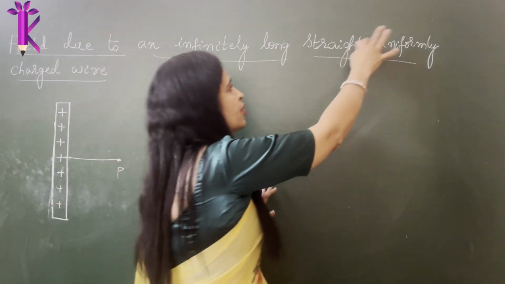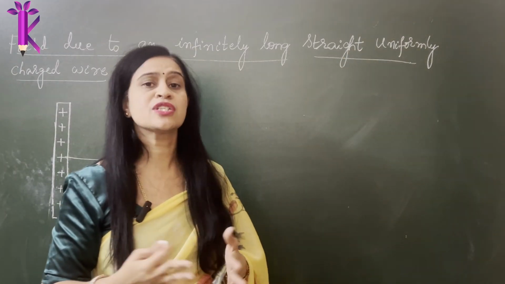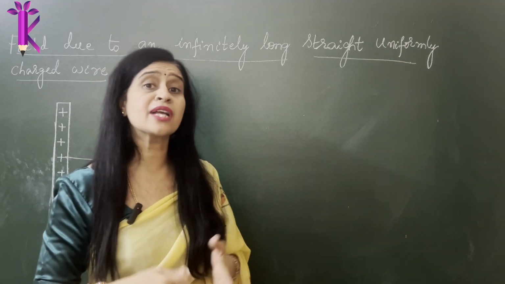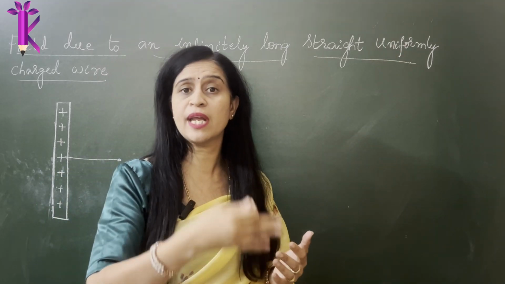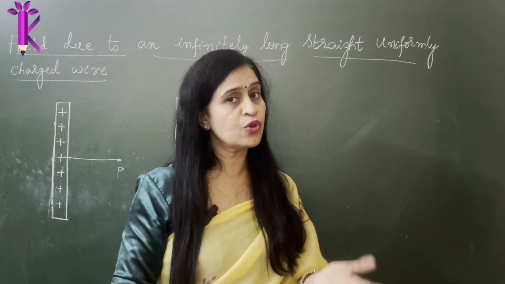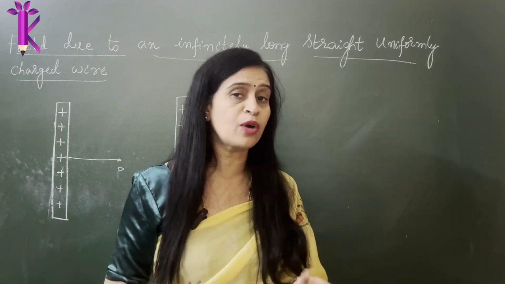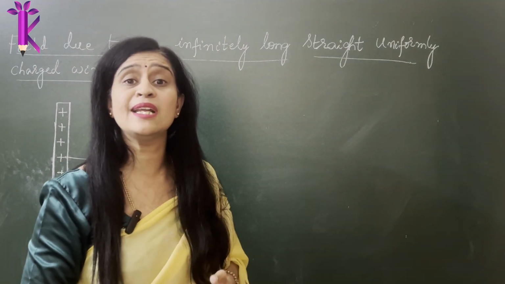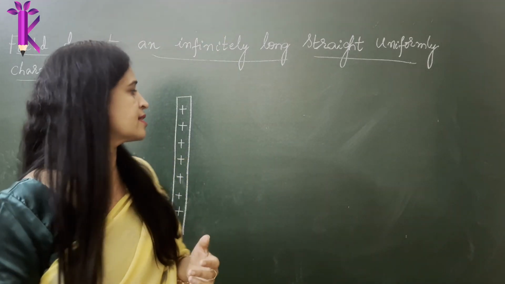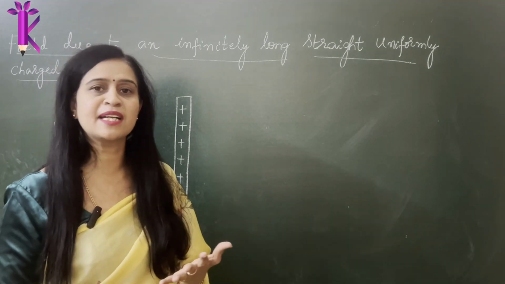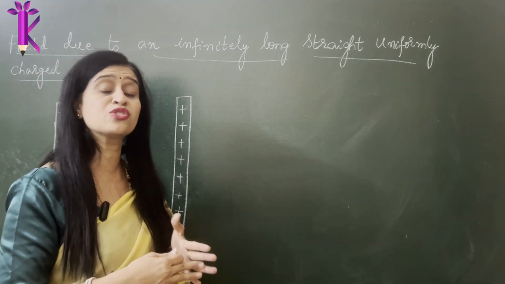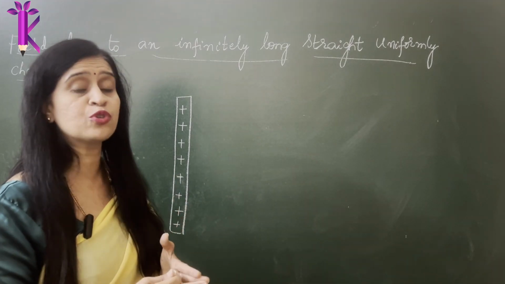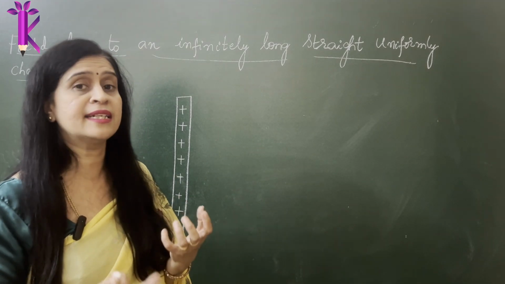In order to simplify the calculations, we are making an assumption of the wire being uniformly charged, so the electric field at every point at the same distance has the same value. We do not want to complicate the problems, and we are assuming the wire to be infinitely long. It is another assumption that we make. Infinity is something that we can't imagine, but yes, here we are assuming it to be infinitely long and uniformly charged.